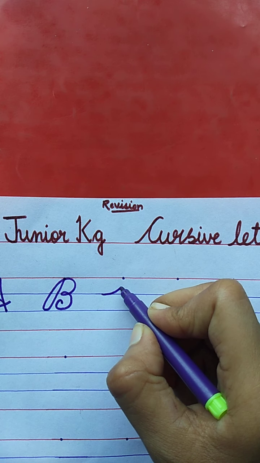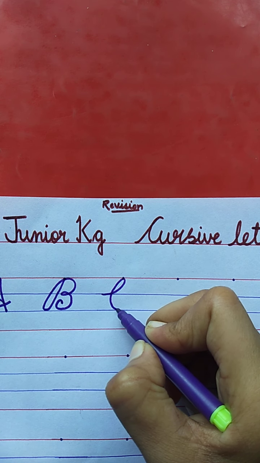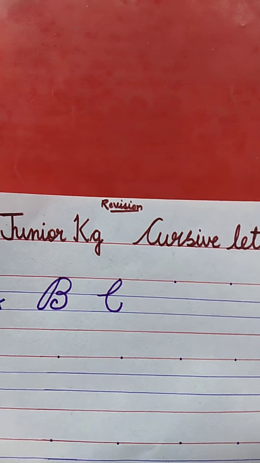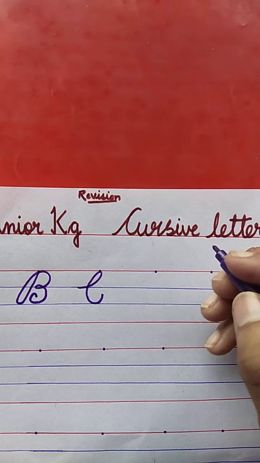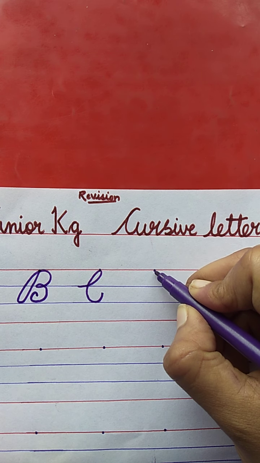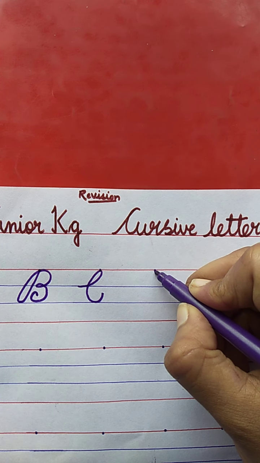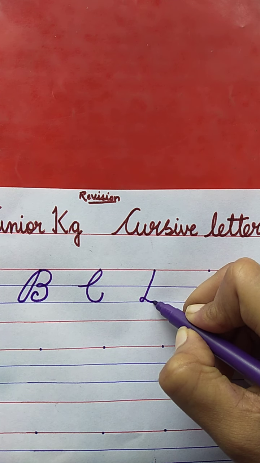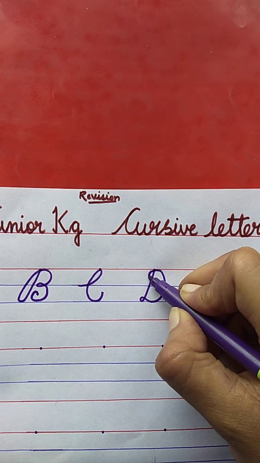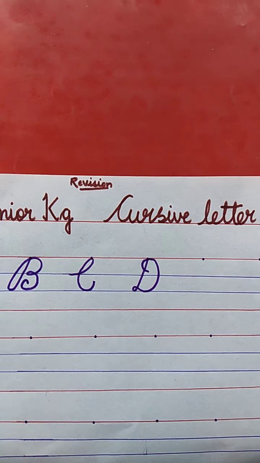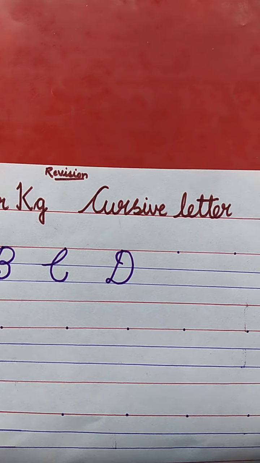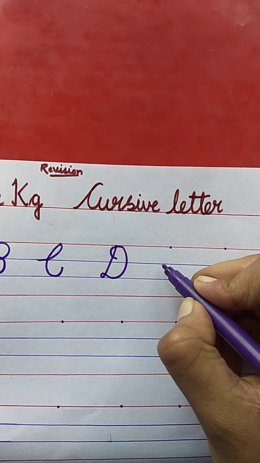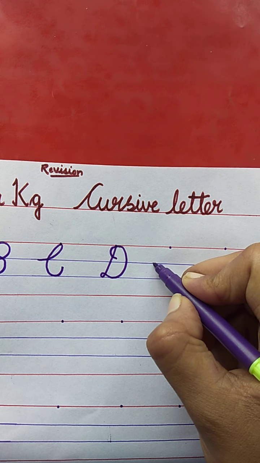Now tell me the next letter. C. C for cat. The spelling of cat is C-A-T. Cat. Now tell me the next letter. D. D for duck. Put your pencil on the red line. Draw a slanting line, a loop, a semicircle and stop here. D for duck. The spelling of duck is D-U-C-K. Duck.